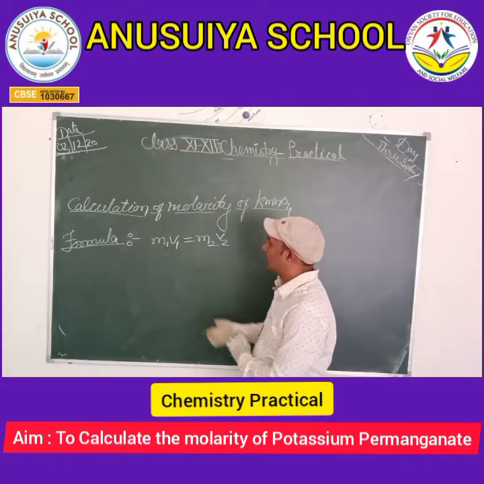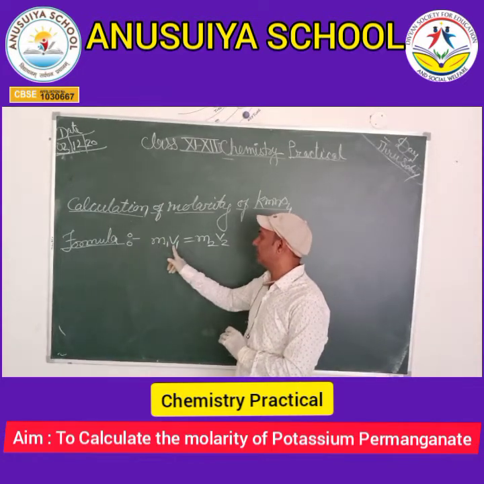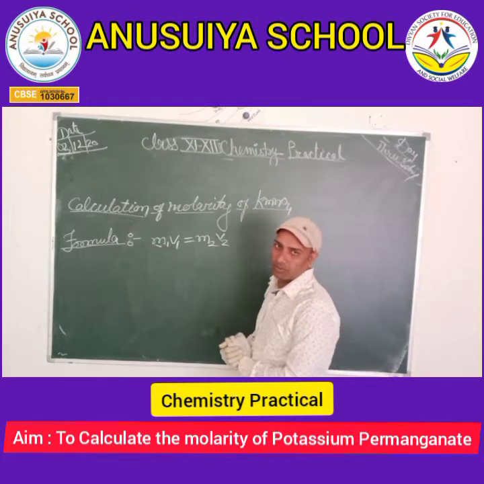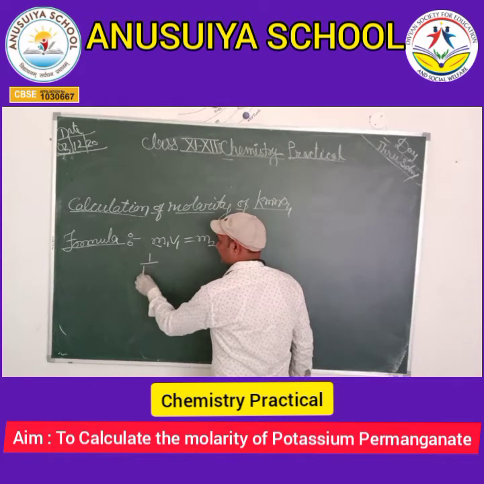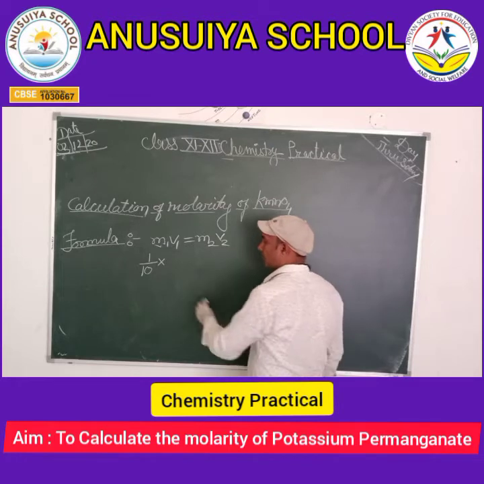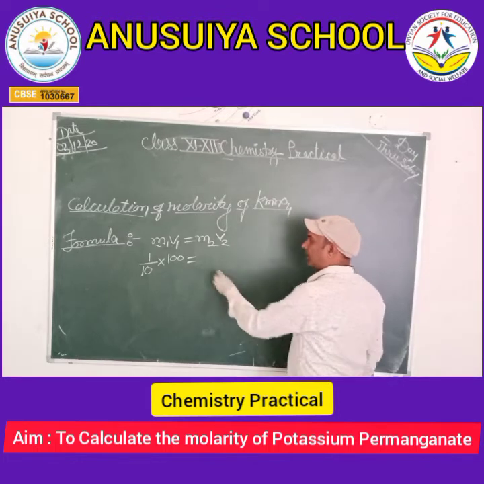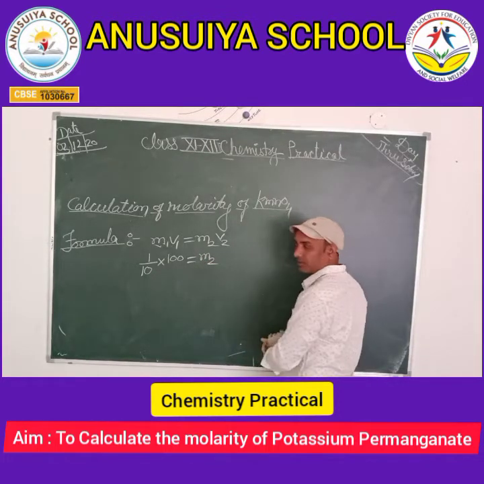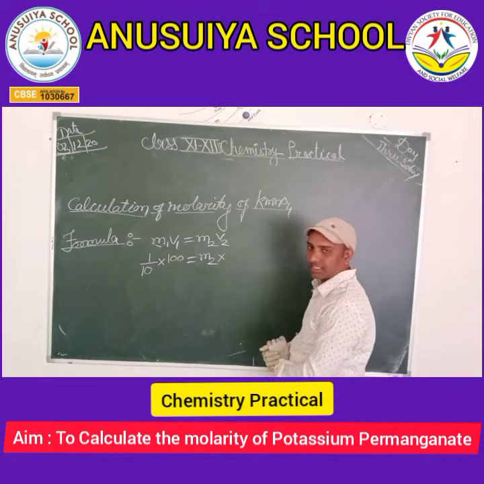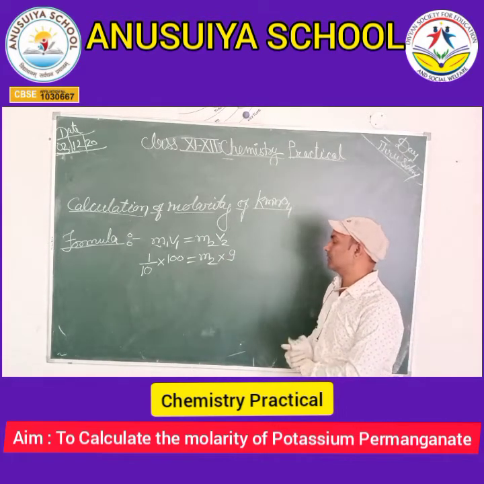Okay students, now we will solve for the molarity of KMnO4 with the help of this formula. M1V1 equals M2V2. M1, students, is the molarity of Mohr's solution, which we have taken as 1 by 10. V1, volume of Mohr's solution, was 100 ml. M2, molarity of KMnO4, which we want to solve. V2, volume of KMnO4. The reading was 9, so it is also 9 ml.